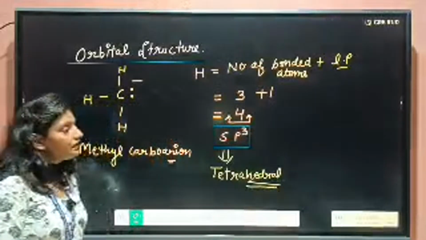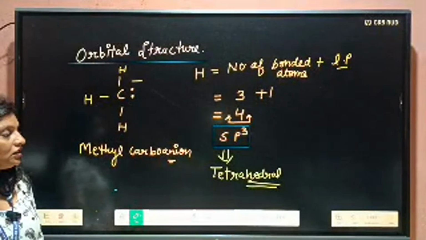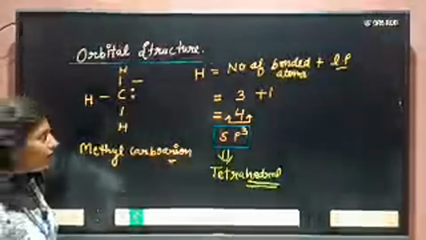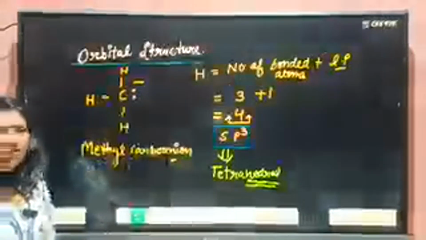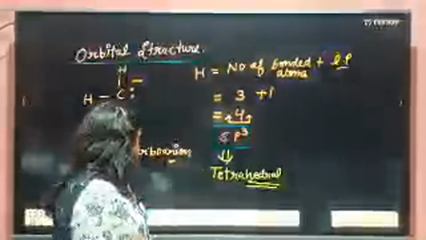But students, it has a pyramidal shape. Why is that? Because one lone pair is also present on it.